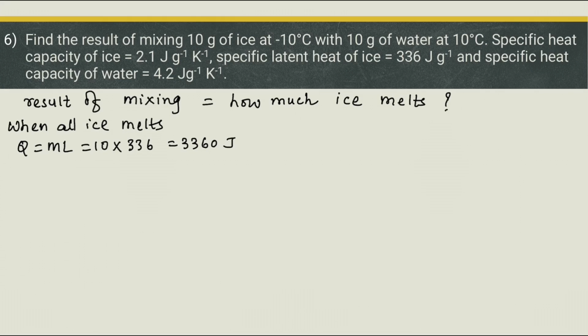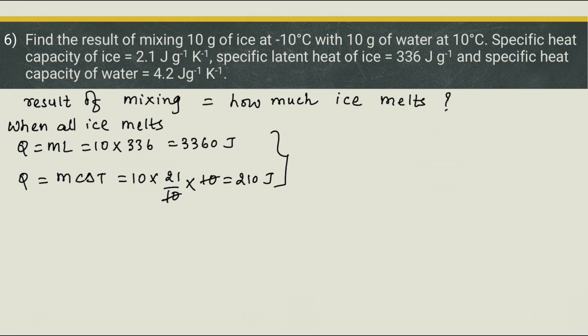Also, initial temperature of ice is not 0 degrees Celsius, it is minus 10 degrees Celsius. So first of all, the temperature of ice will increase from minus 10 to 0, and for that heat energy required is mc delta T. Mass is 10 gram, specific heat capacity of ice is 2.1, and delta T is 10 degrees Celsius, minus 10 to 0. 10 gets cancelled, and what we get is 210 joule.